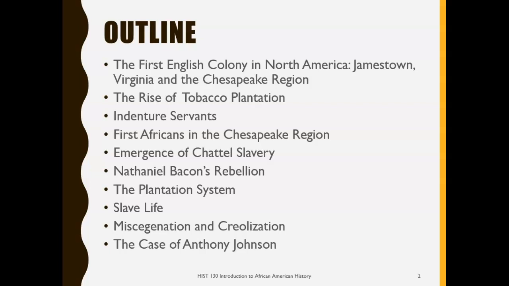Next, we will talk about Nathaniel Bacon's rebellion, the plantation system, and the life of the slaves in the early colony. And at the end, we will talk about the case of miscegenation and creolization, which means mixing of races. And finally, the case of Anthony Johnson, who was one of the early Africans who came to North America.